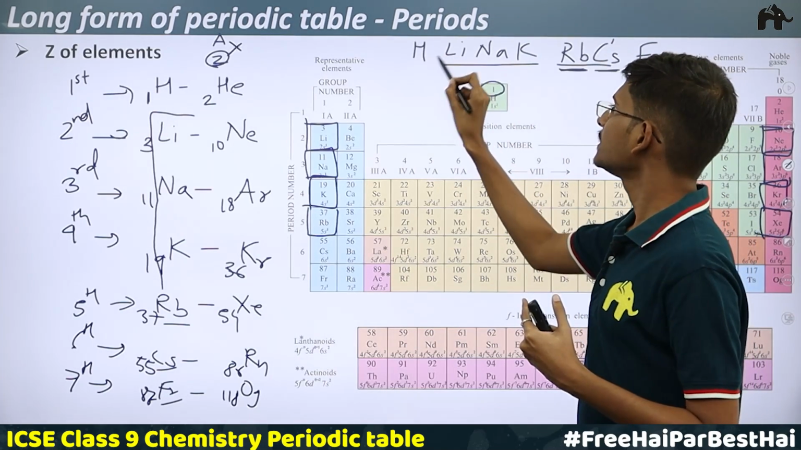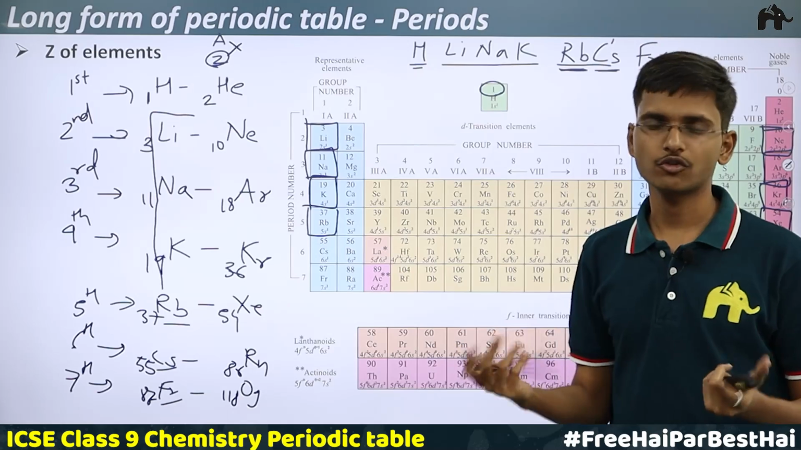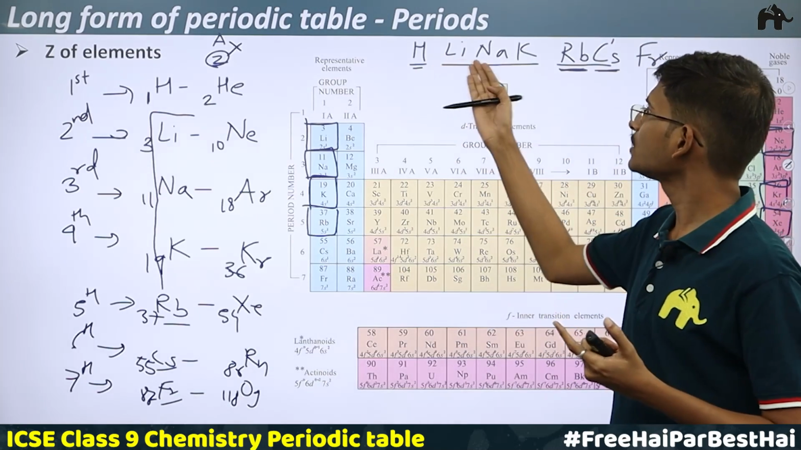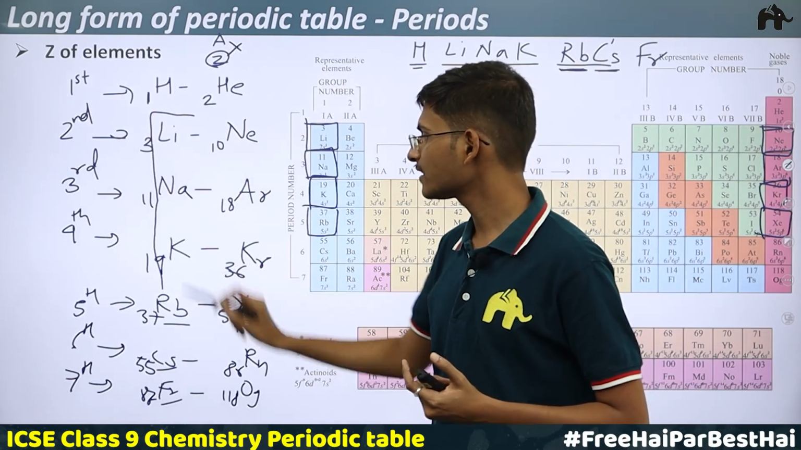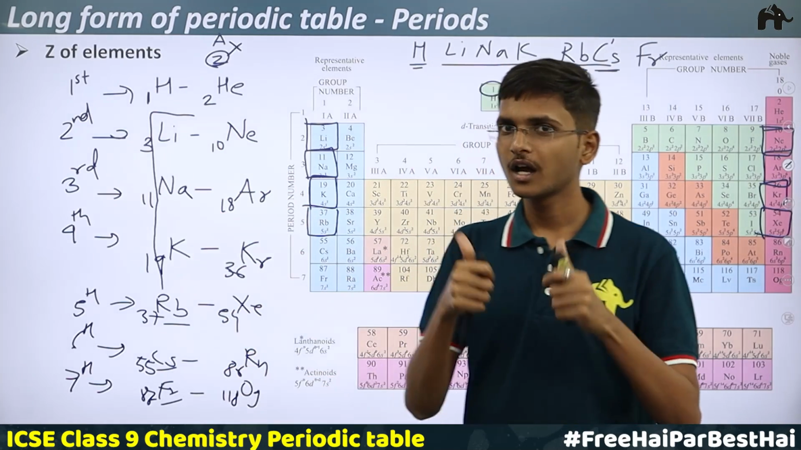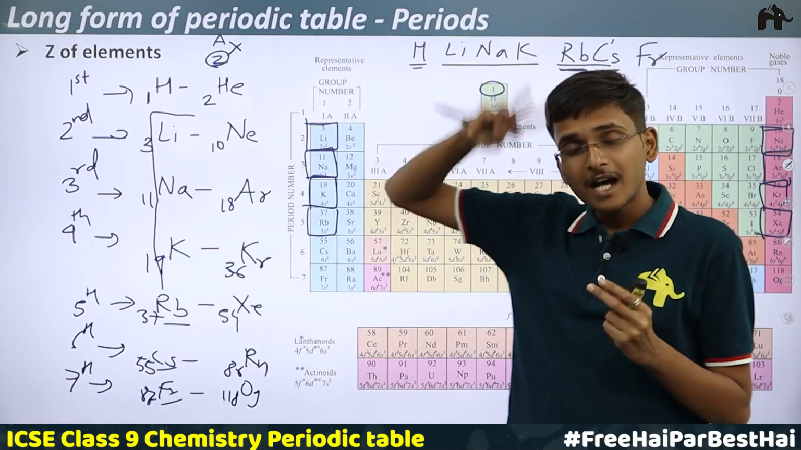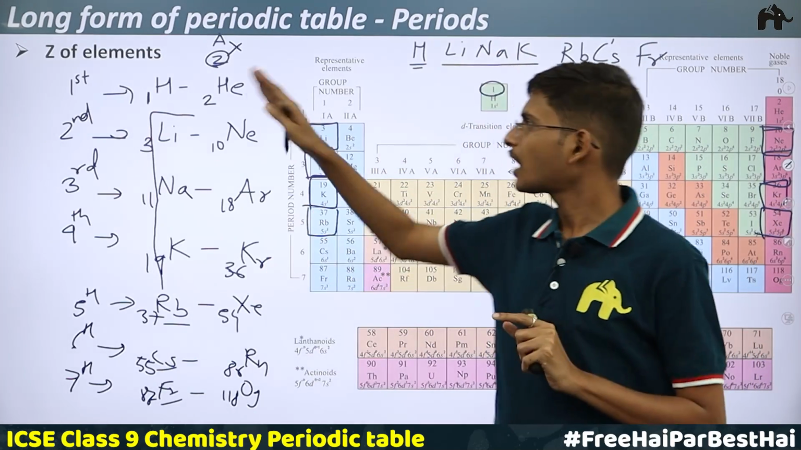And before lithium, the first period's starting element is hydrogen. Now you would have remembered it. So hydrogen, then LINAC, RBCs, Fra. So you can see here hydrogen, LINAC, RBCs, Fra. Clear? Now the last elements of those periods, from hydrogen to helium.